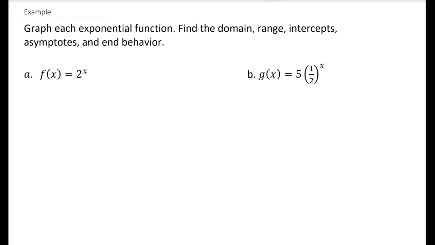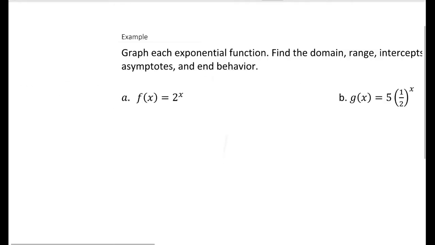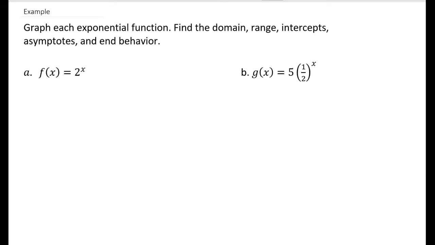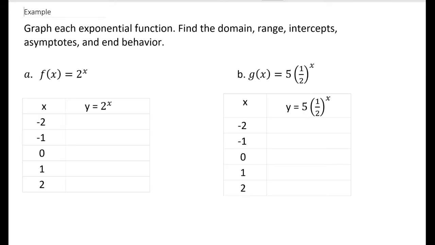So we're going to be talking about the graph of an exponential function first and the key features. So we're going to talk about domain, range, intercepts, asymptotes, and the end behavior. So let's say we wanted to graph y equals 2 to the x power. First, we're going to set up an xy table for both. We're going to plug in the numbers from -2 to 2.